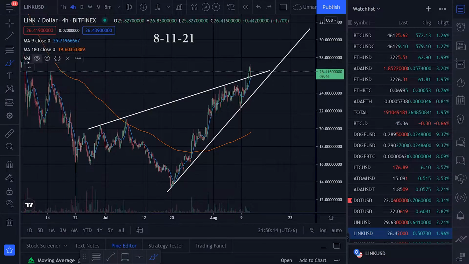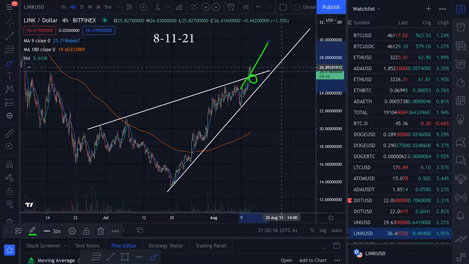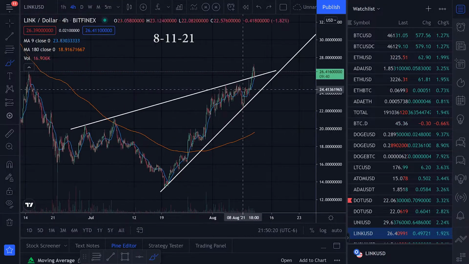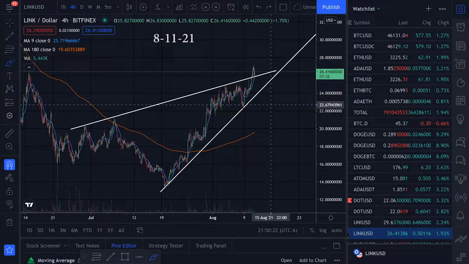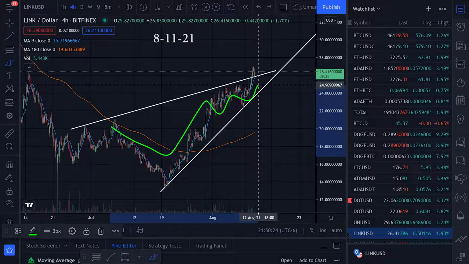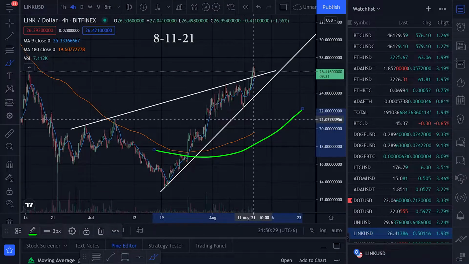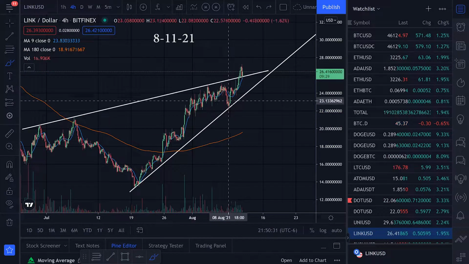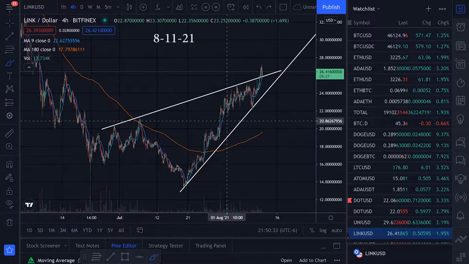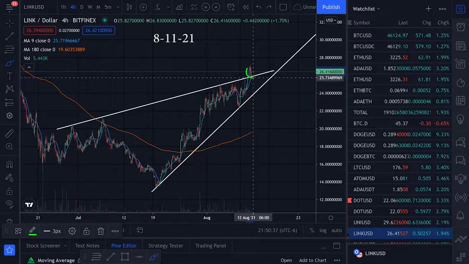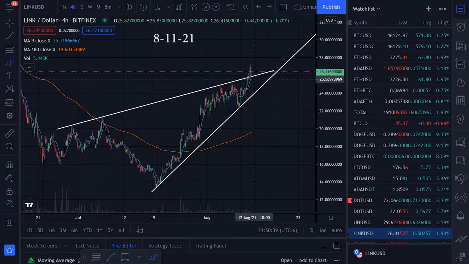I'm curious if we're going to break out of these levels, out of this resistance zone right here, or if it's going to be a fake out and come back down and fulfill that rising wedge pattern, and maybe have to retest the 180. And like I said, I'm really watching the total crypto market. If the total crypto market starts going to the upside, then I'll have a better idea what this Chainlink chart is going to do.